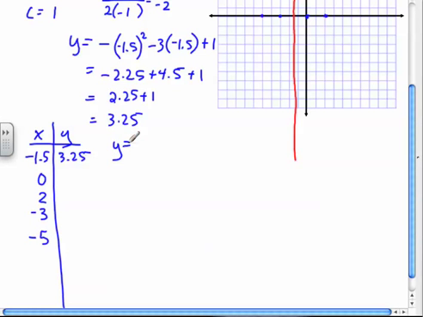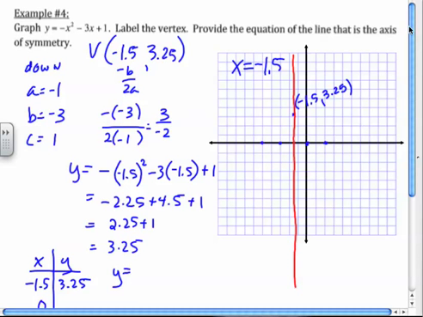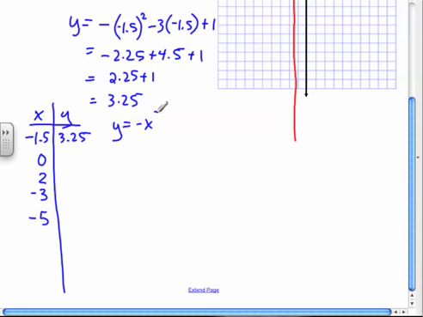It was y is equal to, let me go back up and get the equation itself. Y is equal to negative x squared minus 3x plus 1. So when I plug in 0, oh, I love that. These just cancel, right? And I get positive 1. Alright? When I plug in 2, y is equal to the opposite of 2 squared minus 3 times 2 plus 1. That's going to give me negative 4 minus 6 is negative 10 plus 1 is negative 9.